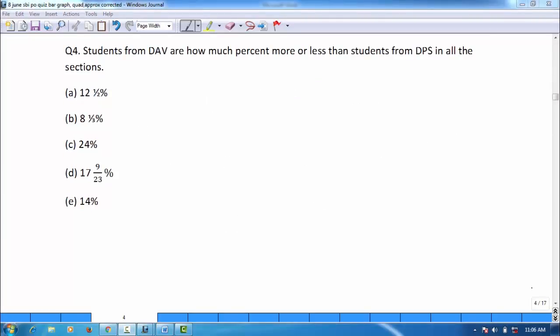Students from DAV are how much percent more or less than students from DPS in all the sections? So total number of students in DAV is equal to 140, the number of students in section A, plus 175, number of students in section B, plus 155, the number of students in section C, plus 180, the number of students in section D, plus 160 in section E. So this will give us the number as 810.